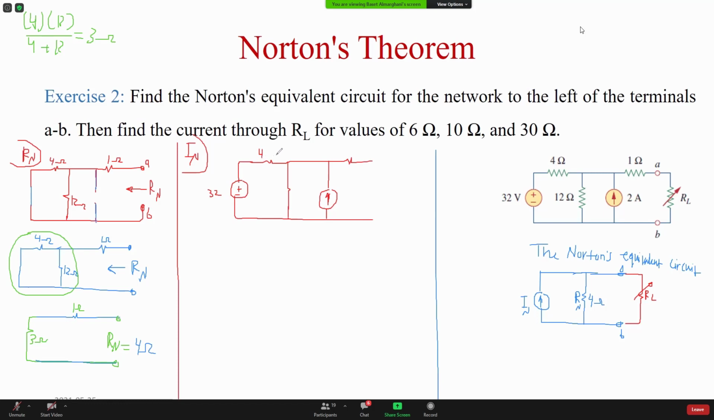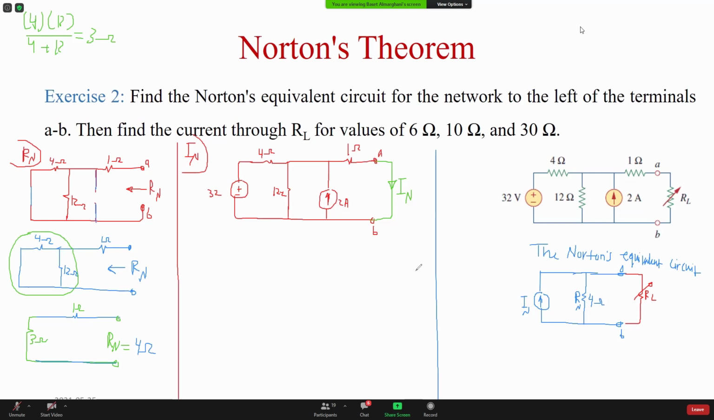For 12 ohm. This is 2 ampere going up. This is 1 ohm. These are the terminals A and B. So what should I do here? I'm going to put the short circuit, and I'm going to put the current going here. And this is my Norton current. Now, how can I find this current?